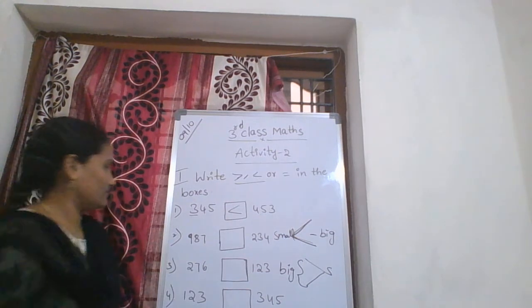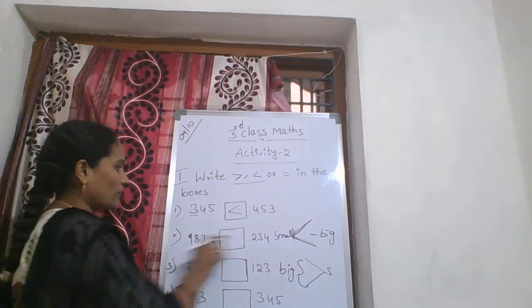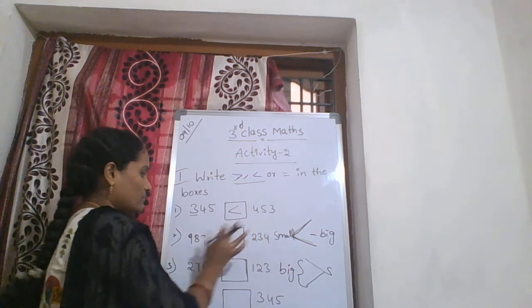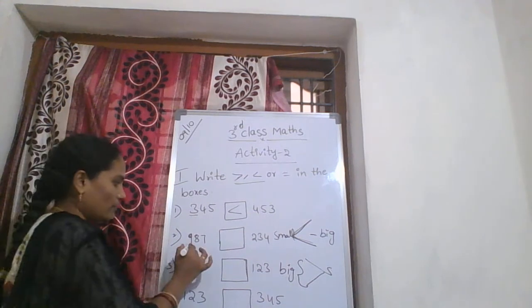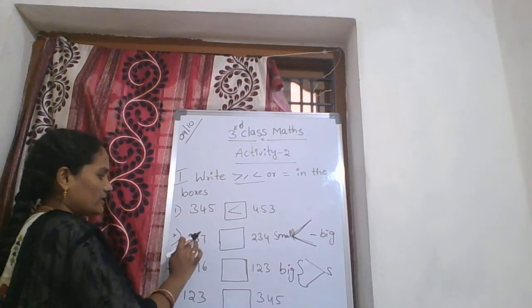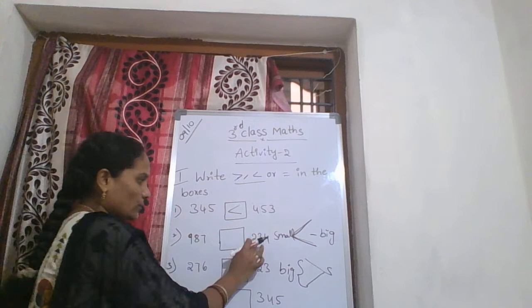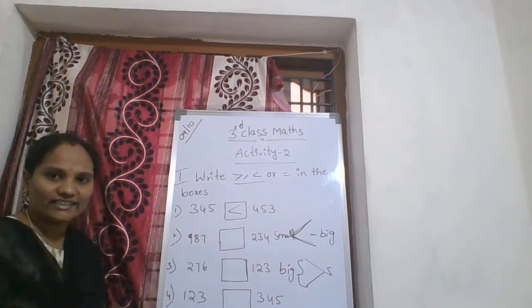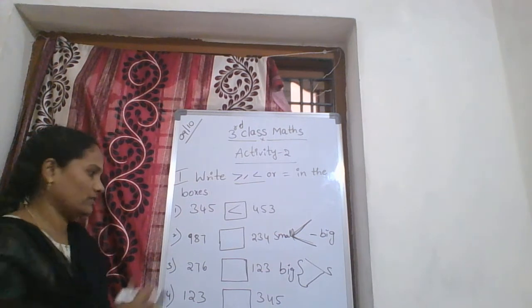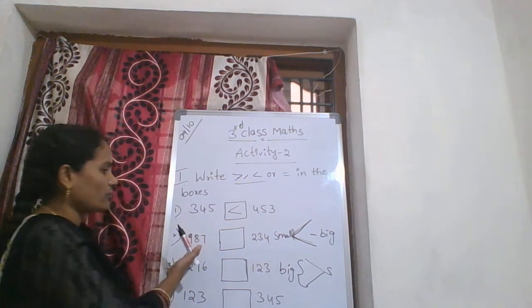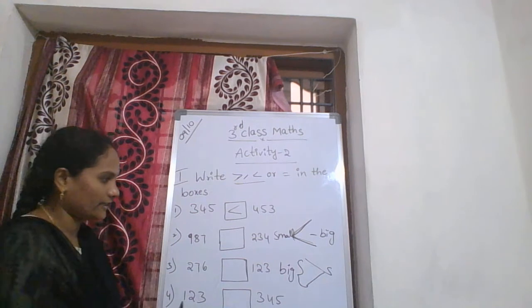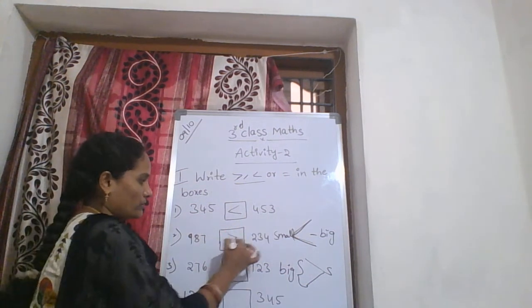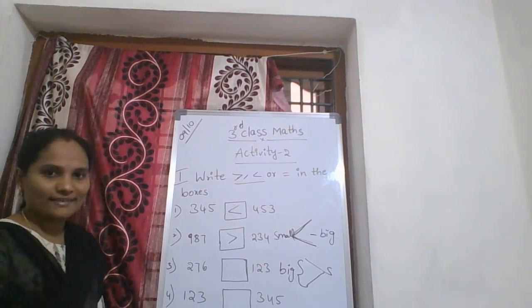Okay. Now next, you compare these two numbers. 1's, 10's, 100's. Both are 100s place values. Now you compare the 100s place value. Here 9, here 2 is there. Which one is the big? 9. So this number is the big number. 987 is the big number. So here we are using what? Big and small. So we put the greater than symbol.